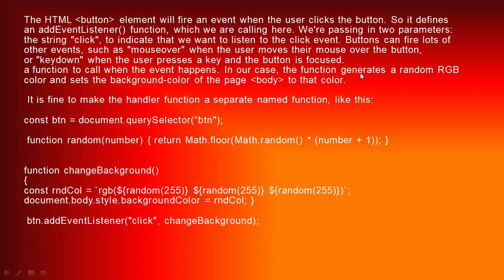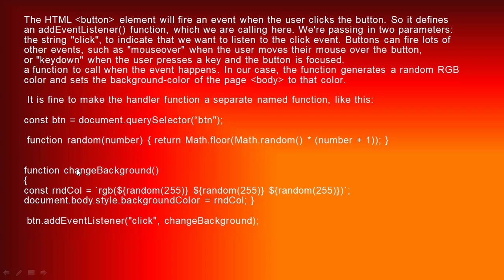In our case, the function generates a random RGB color and sets the background color of the page body. So what we do here is go with a named function. Earlier we did not have any name there. So changeBackground is nothing but a named function, since the function has a name, but earlier we did not have any name, so that is called an anonymous function. Either you can use an anonymous function or go with a named function.